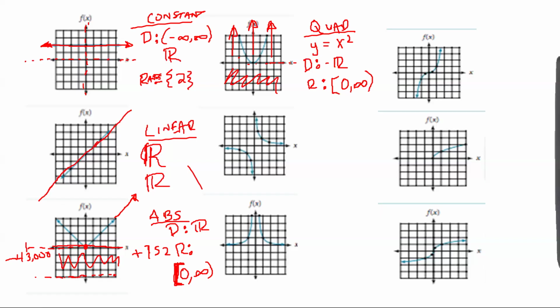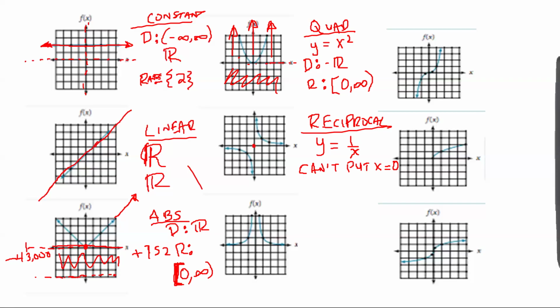Now, this one was a little bit interesting. This was what we called the reciprocal function, and it had the form of y equals 1 over x. Now, there is a number that I cannot put into this. Do you see it? Do you know what it would be? I can't put x equal 0 in there. If I did, that would be 1 divided by 0, and that's undefined.